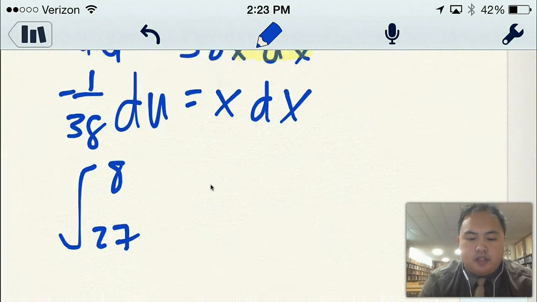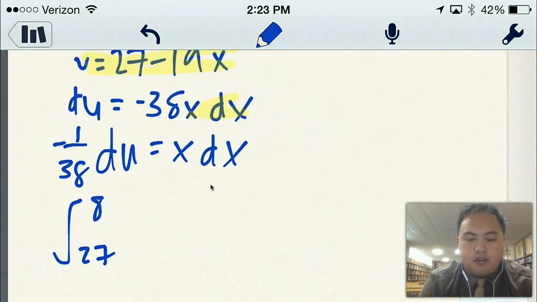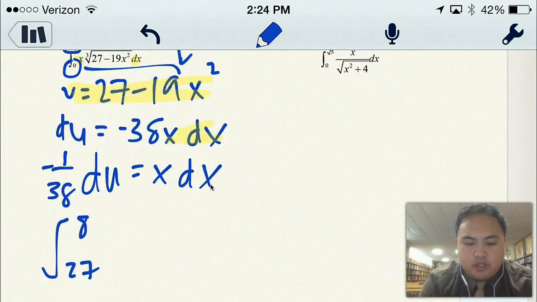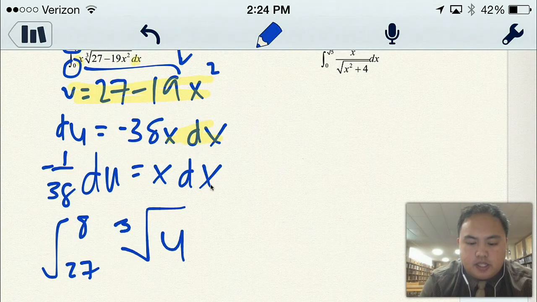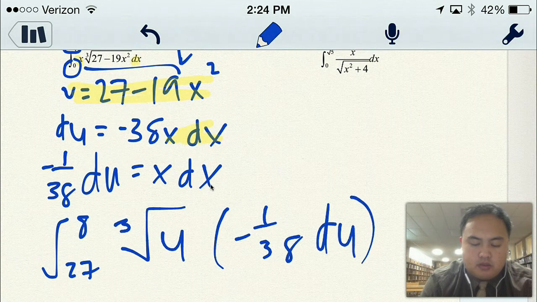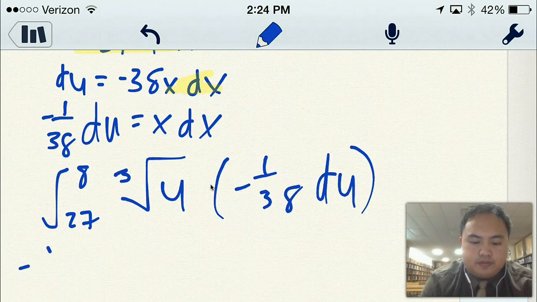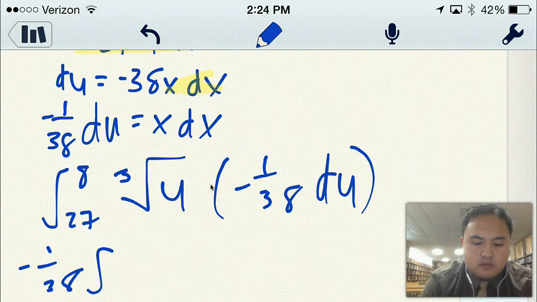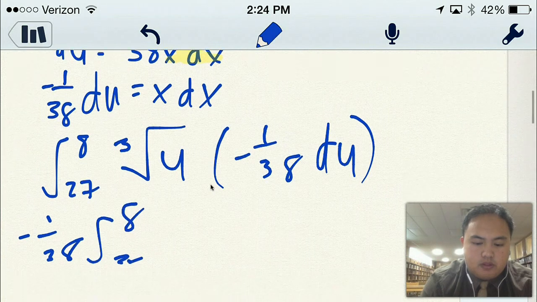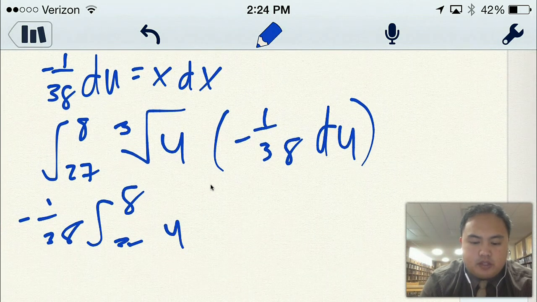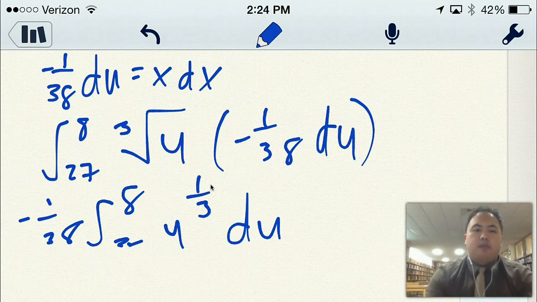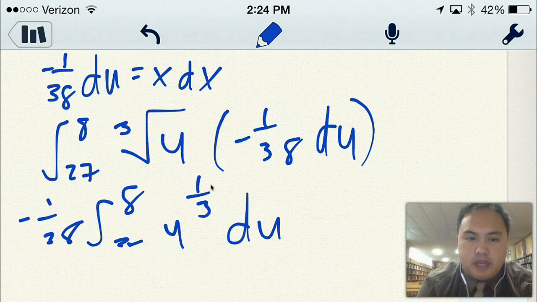And then I'm going to start plugging in the parts of the problem. This cube root now becomes the cube root of u. And then that x dx now becomes negative 1 over 38 du. So now I'm going to factor out the negative 1 over 38. And to make this something I can take the antiderivative of, I'll call this u to the 1/3 du. So again, the biggest mistake people make is to forget to change the bounds. Don't forget to change the bounds.